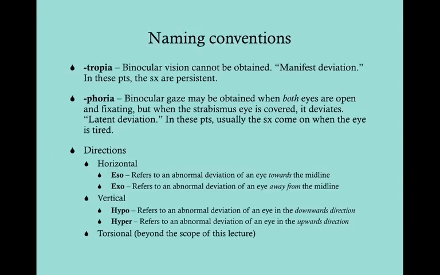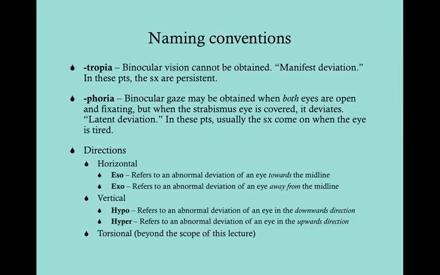So let's go over some naming conventions. First, what's a tropia versus a phoria? So you hear the words esotropia, exophoria, hypophoria. What are those words? What do tropia and phoria mean? A tropia is where binocular vision, normal vision, cannot be obtained. In these patients, the symptoms of strabismus, the symptoms of the double vision, the blurry vision, they're persistent because they cannot obtain binocular vision. And this is also known as a manifest deviation.